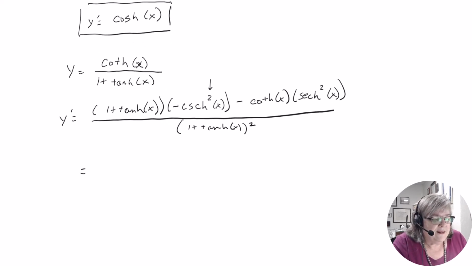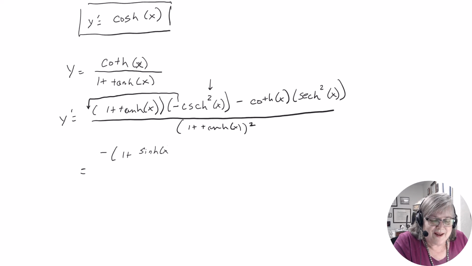Now, let us look and see if there's anything that we can do. I can pull this negative out in the front. It looks like maybe some of this stuff might reduce somehow, so I'm going to change it into sines and cosines, all of them being hyperbolic. So I would have the minus, and this would be 1 plus the hyperbolic sine of x over the hyperbolic cosine of x. Okay.